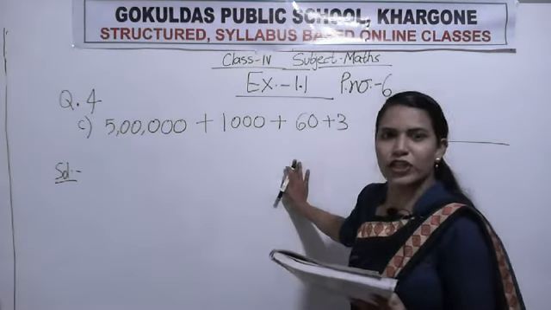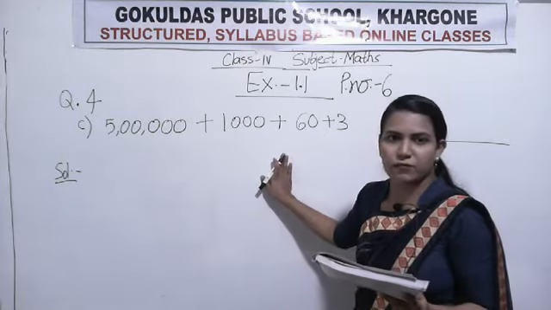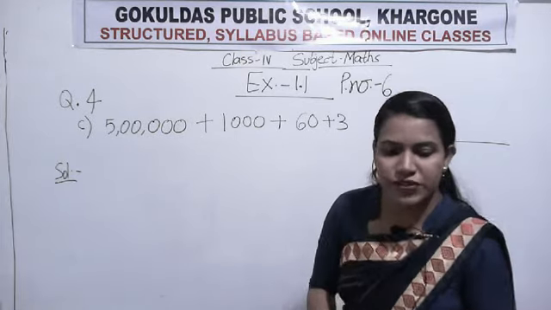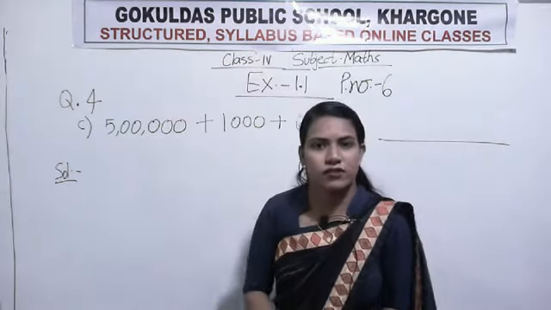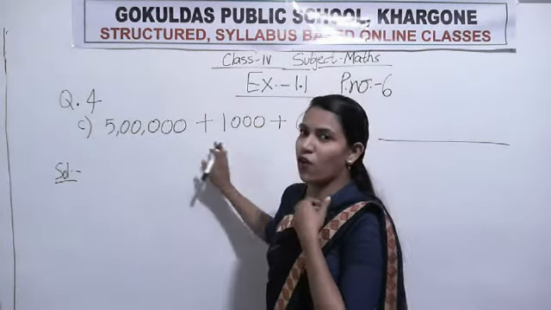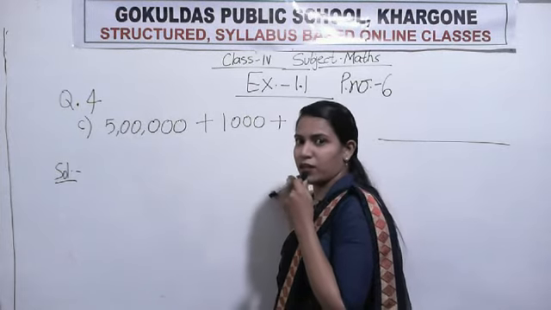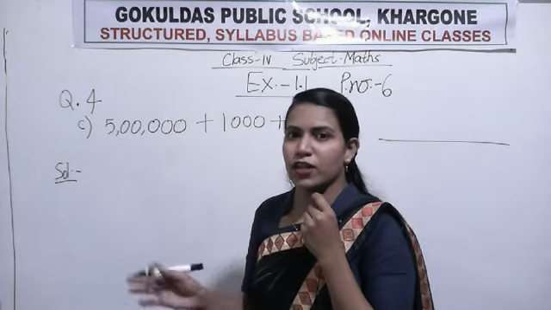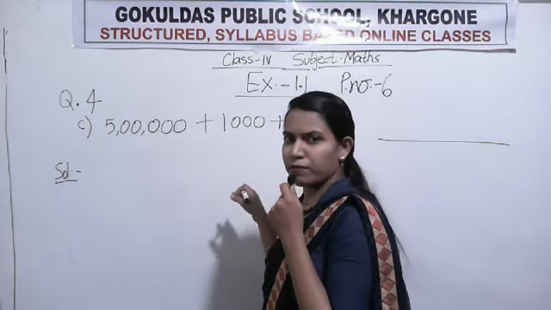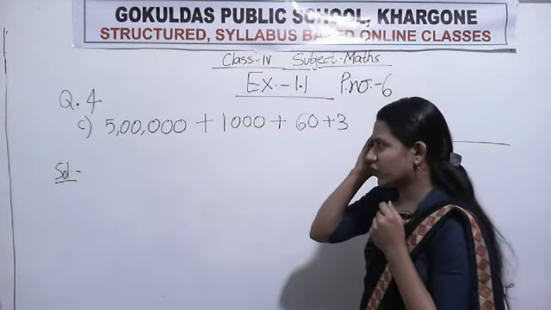Now what is the question? You have to write the short form of this expanded number, right? So what is the first step I told you? The first step is that you have to write or put all these numbers in the place value table. So the first step is to make a place value table. Let's make the place value table.